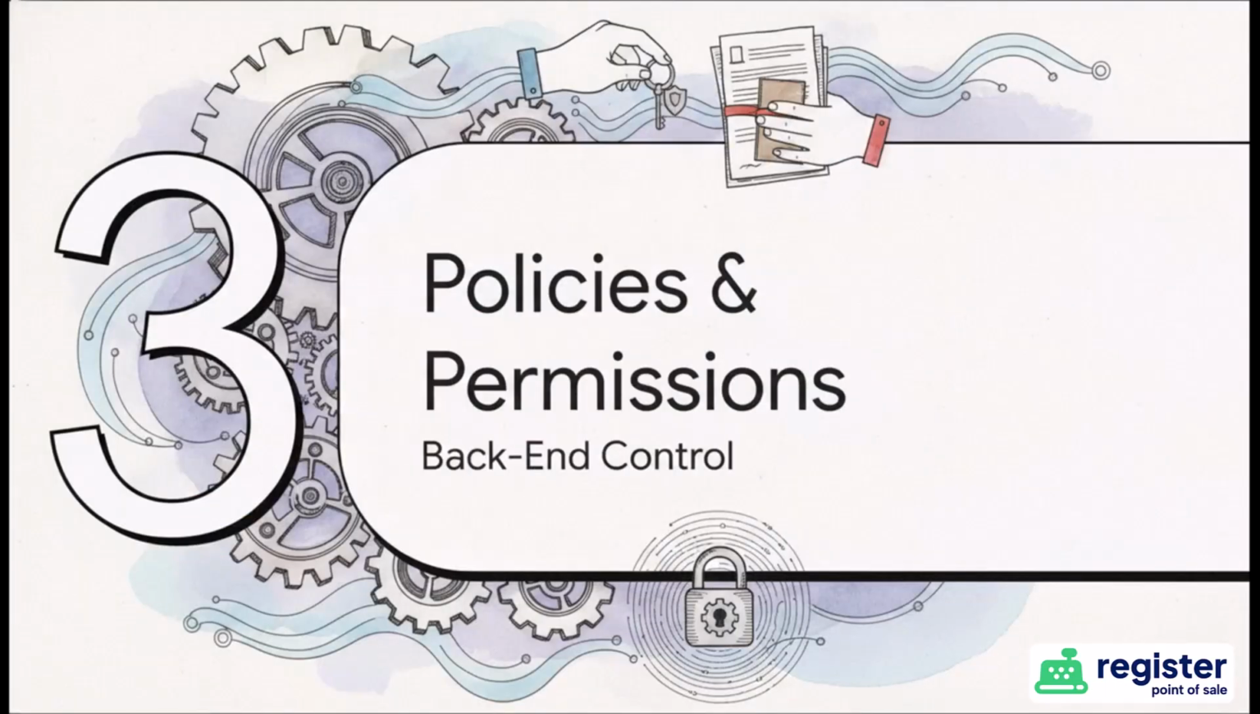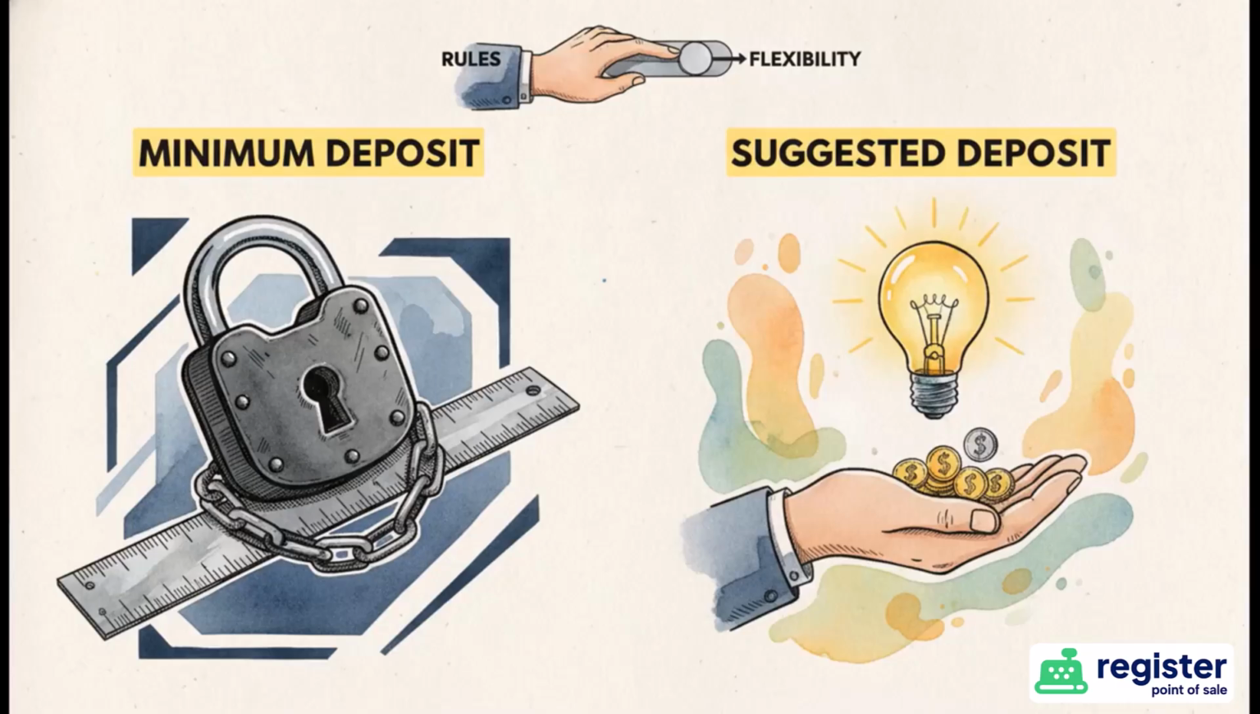Okay, section 3, setting policies and permissions. Back-end control. Behind the scenes, administrators have total control over how money is collected using the organization's settings. You really have two main options here to fit your specific business model. On one hand, you can set a minimum deposit percent. Say you set this to 25%. The system strictly enforces it. No deposit is accepted unless it meets that 25% threshold. Done. On the other hand, you have the suggested deposit percent. This doesn't enforce a hard minimum. Instead, it auto-populates a recommended amount at checkout, but gives the cashier room to manually adjust it before finishing the transaction. So it's basically the choice between a rigid financial rule and a flexible counter-suggestion.